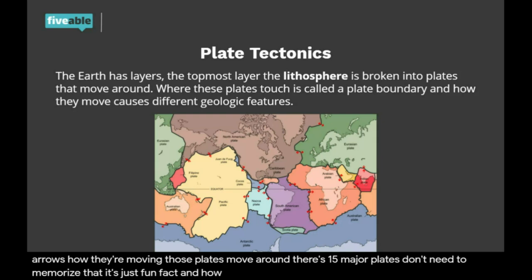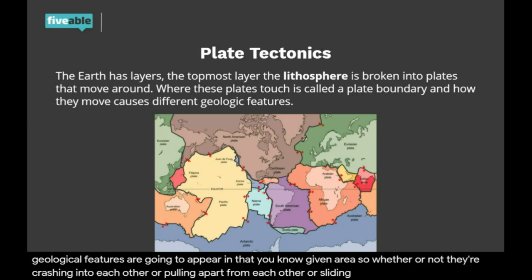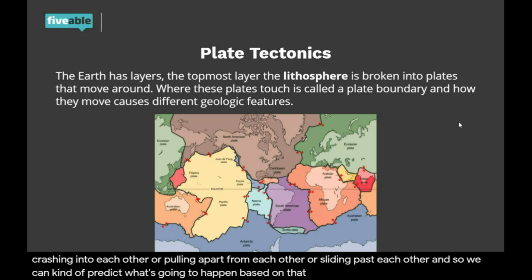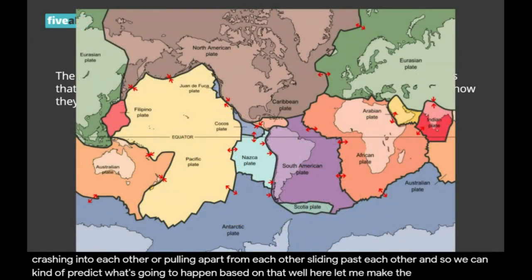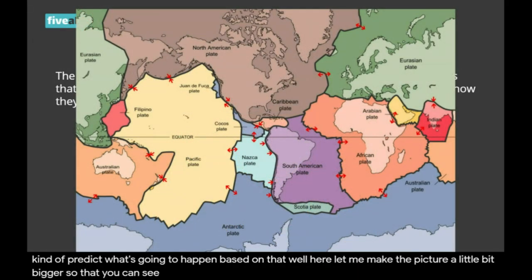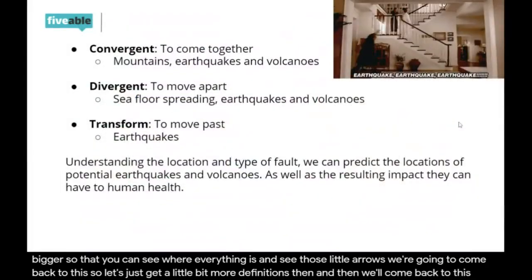And how they interact with each other really dictates what geological features are going to appear in a given area. So whether or not they're crashing into each other, pulling apart from each other, or sliding past each other, we can predict what's going to happen based on that. Here, let me make the picture a little bit bigger so that you can see where everything is and see those little arrows. We're going to come back to this. So let's just get a little bit more definitions in, and then we'll come back to this picture.